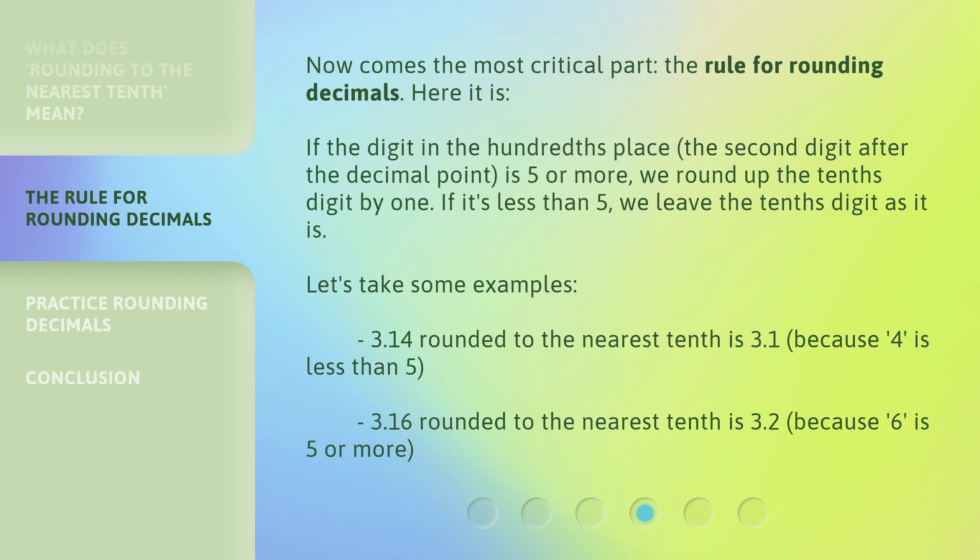Let's take some examples. 3.14 rounded to the nearest tenth is 3.1, because 4 is less than 5. 3.16 rounded to the nearest tenth is 3.2, because 6 is 5 or more.